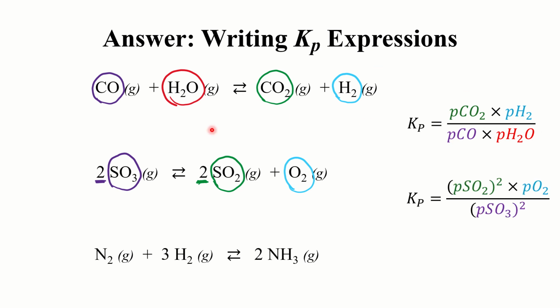For the second reaction, we can say that Kp equals the pressure of SO2 squared times the pressure of O2 divided by the pressure of SO3 squared. Note that SO2 and SO3 have coefficients of 2, and thus they get exponents of 2. And the last one, I'm going to challenge you to do on your own.